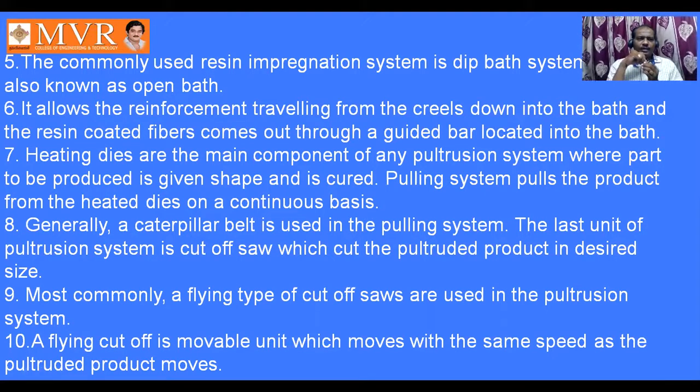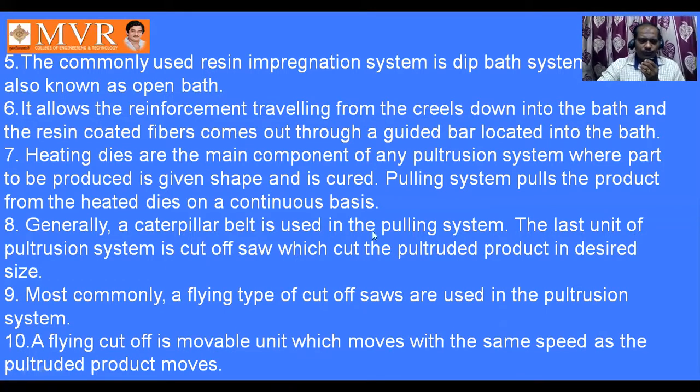If you observe, heated dies are the main component of any pultrusion system. The part to be produced is given shape and is cured in the heated dies only. So the pulling system pulls the product from the heated dies on a continuous basis. Generally, a caterpillar belt is used in the pulling system.